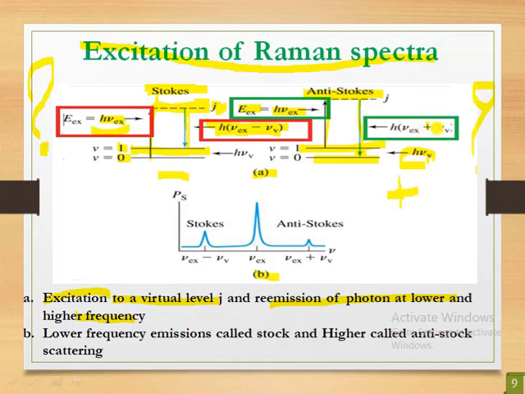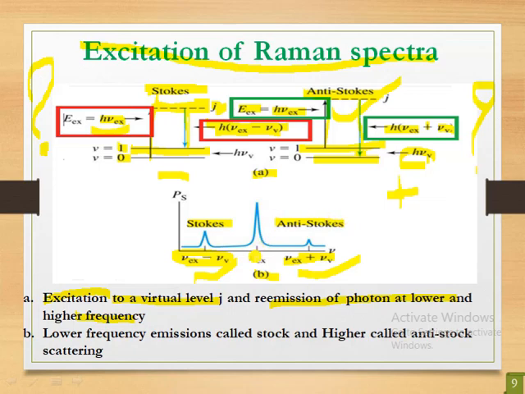Means what? Whatever scattered radiation is there has a higher frequency than excited radiation. At that time it shows the anti-Stokes lines. So you can see over here, this is the energy difference, and here this is the energy difference. Here the scattered light has a lower frequency than excited light, and here the scattered light has a higher frequency than excited light, or you can say radiation. So this is the generation of the Stokes line, and this is the anti-Stokes line.